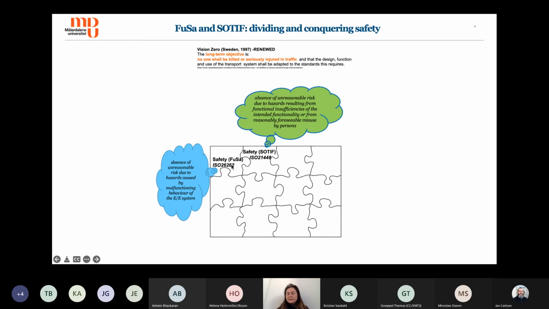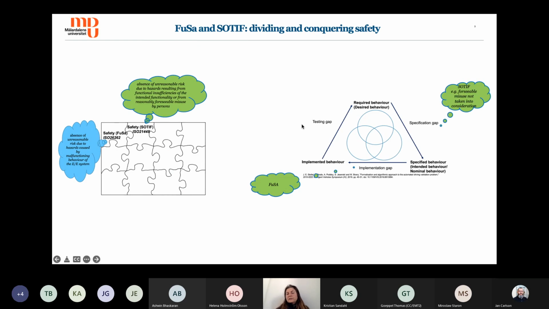After that, the standard has been used, and a new version was released in 2018, and a third version is ongoing in order to include the lessons learned. More recently, SOTIF was introduced, and SOTIF aims at targeting another aspect of safety that is defined as absence of unreasonable risk due to hazards resulting from functional insufficiency of the intended functionality or from reasonably foreseeable misuse by persons.